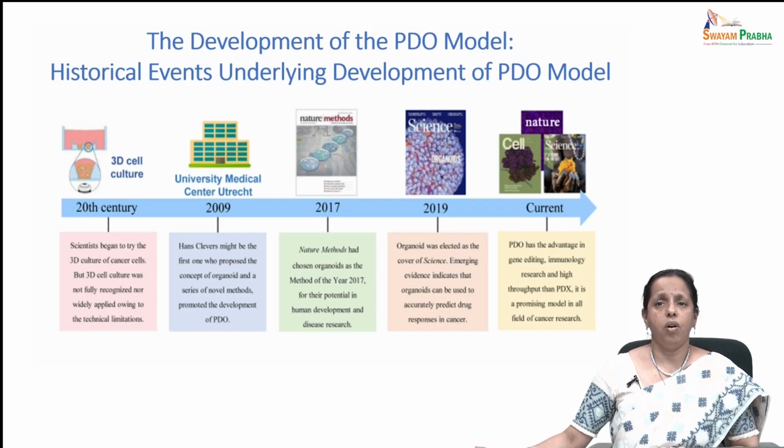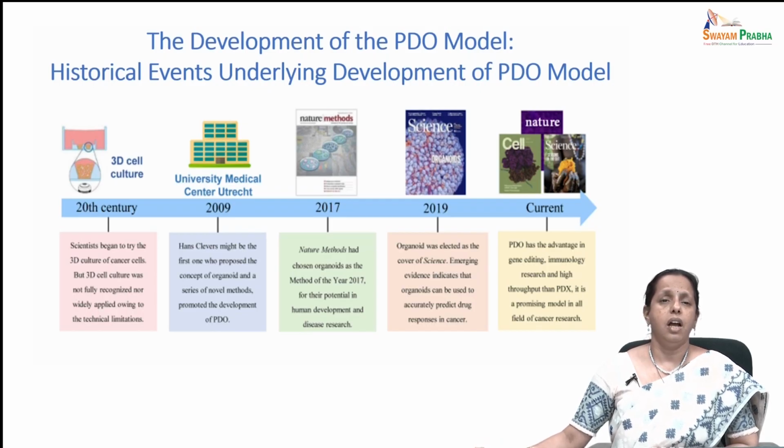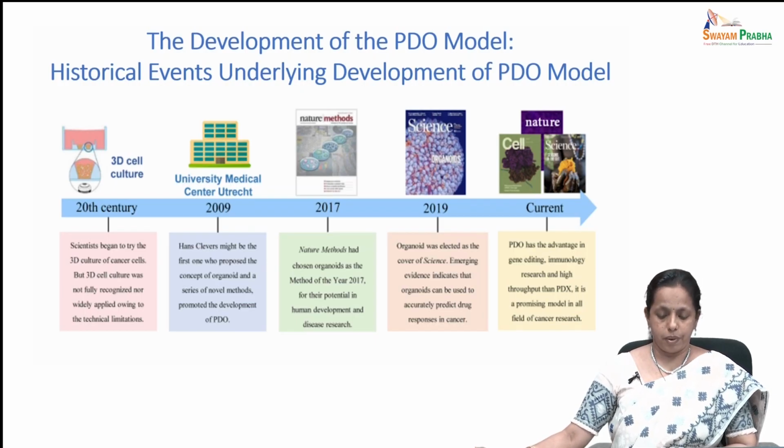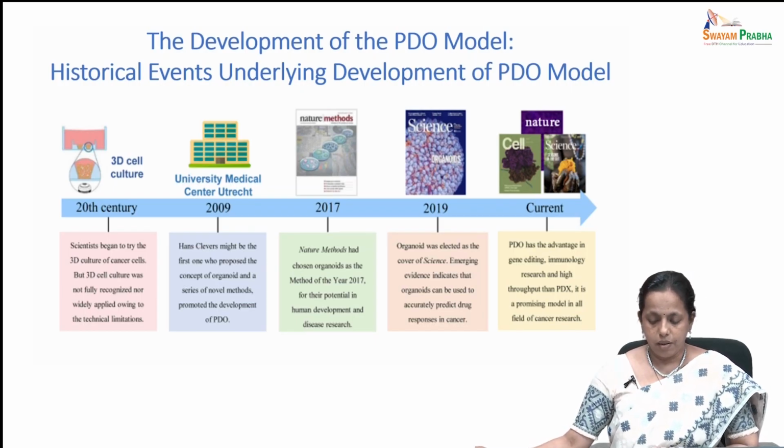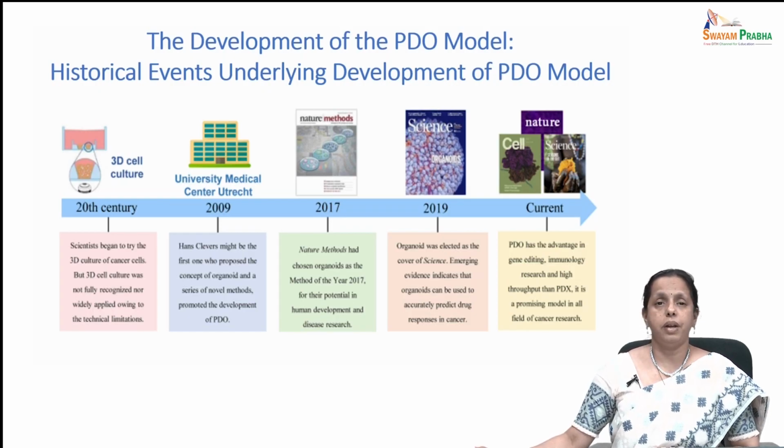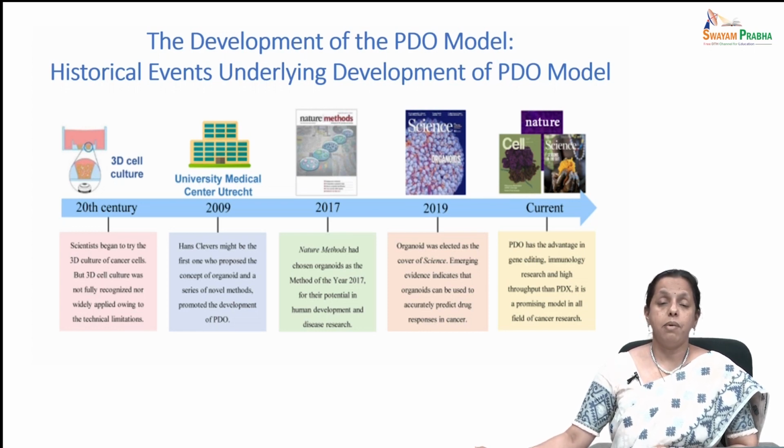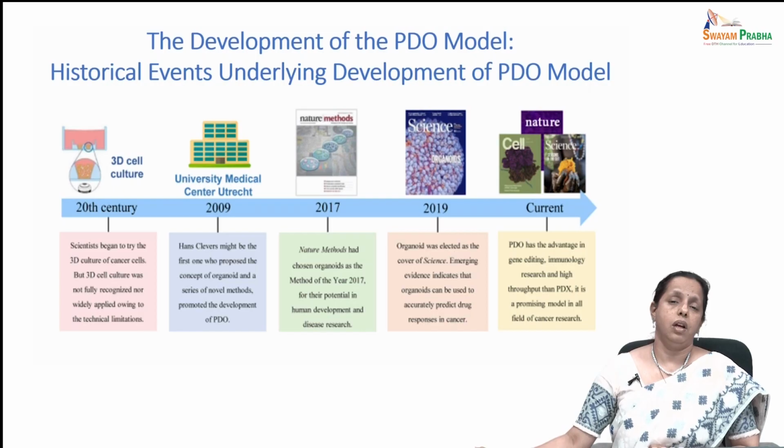So, the idea of organoid culture has been very well established for several decades, and several important publications have come into the picture. Patient-derived organoids have advantages over PDX in gene editing, immunology research and high throughput. It can have a lot of high throughput because only 1 mm of cultured tumor tissue is enough for the organoids to be established.